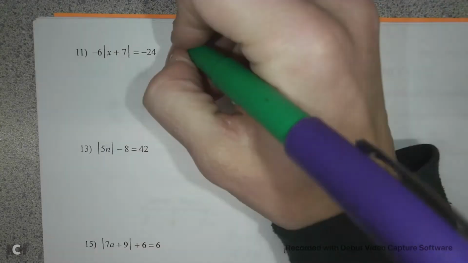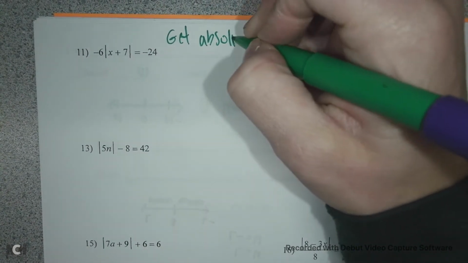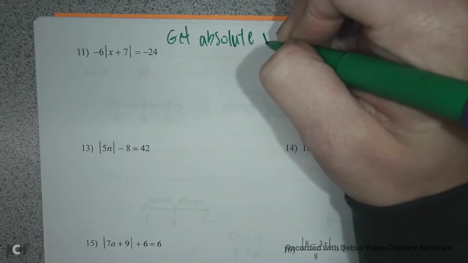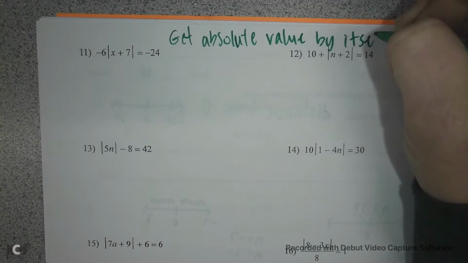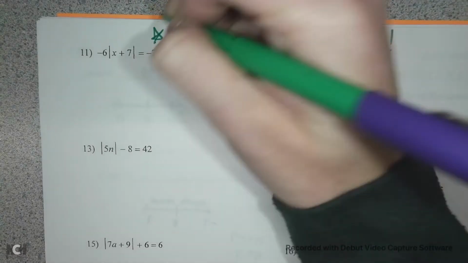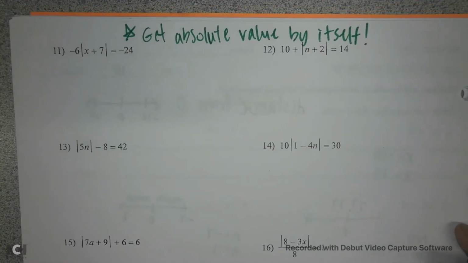Okay, the first thing that we need to do is get absolute value by itself. You must do that first. Okay, so we're going to do that first and focus on that.